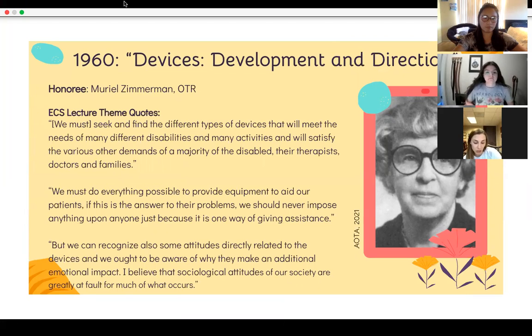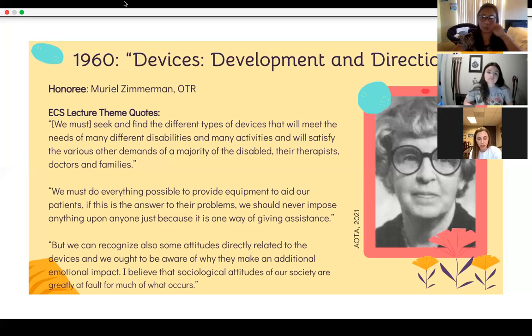If this is the answer to their problems, we should never impose anything upon anyone just because it is one way of giving assistance." So her themes discuss the design, function, and impact, including the physical and psychological, of assistive devices. There's a discussion of shifts in practice with the utilization of assistive devices while honing in on their physical and psychological impact.